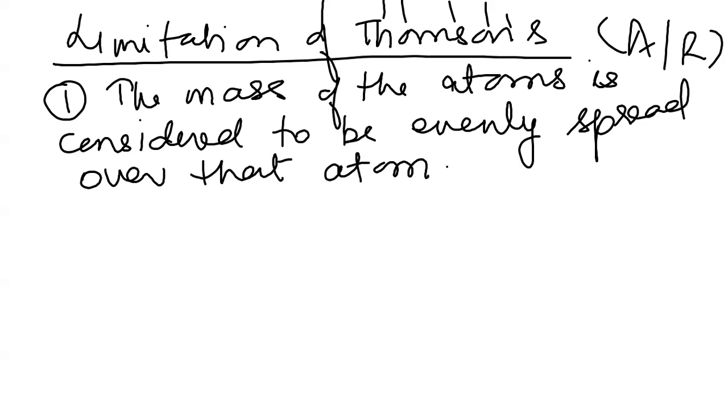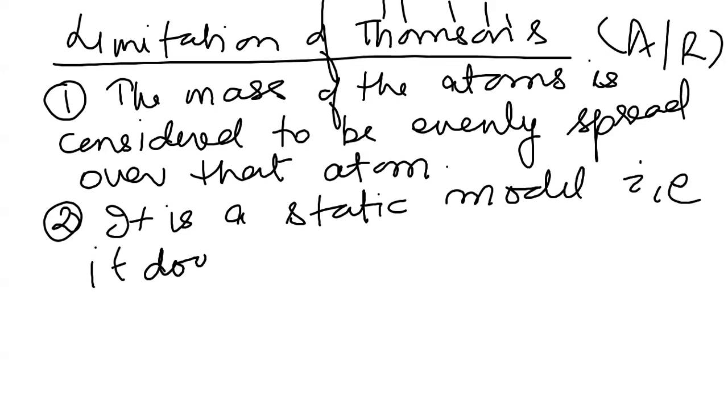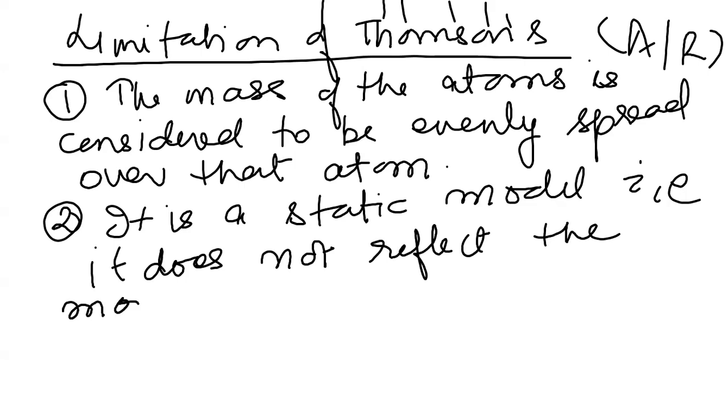Now, second is, it is a static model. Static means it is a stationary model. Actually, it is not at all showing how the electrons will move. That is, it does not reflect the movement of electrons.